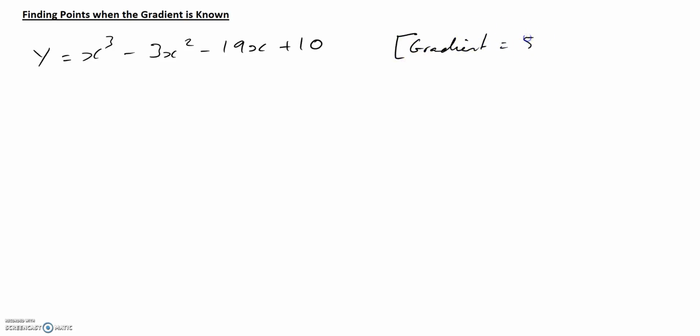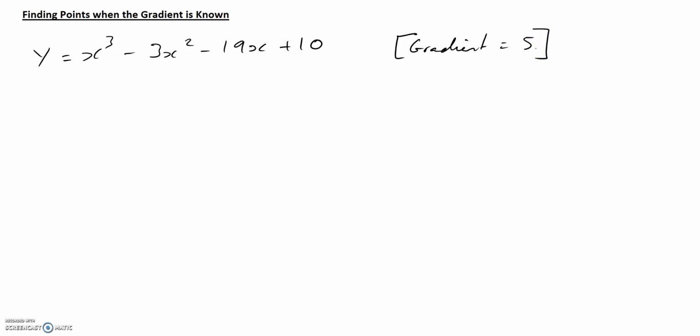So this occurs when we have a polynomial of varying degrees, of how many values of x essentially we can find that have the same gradient as each other. So what we're going to look at today is we'll take our first function here, which is a cubic. So we're going to x to the third power minus 3x squared minus 19x plus 10. And what we want to know, as part of this, is where is the gradient value equal to 5?